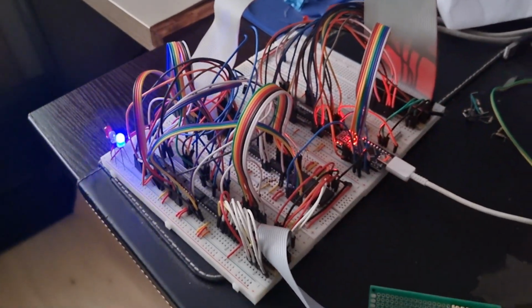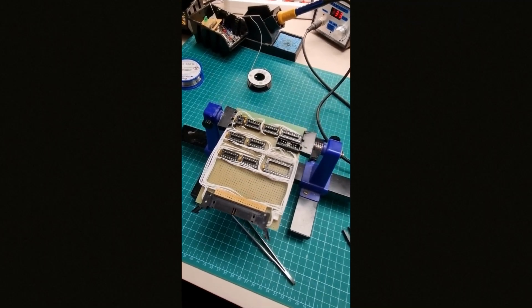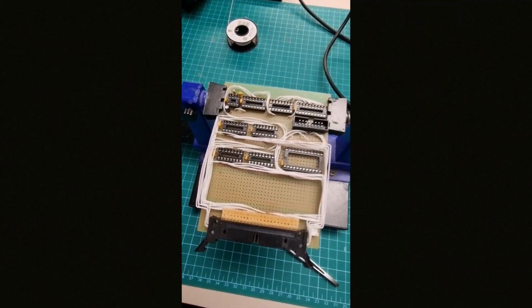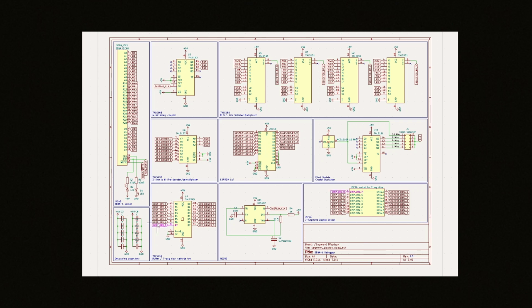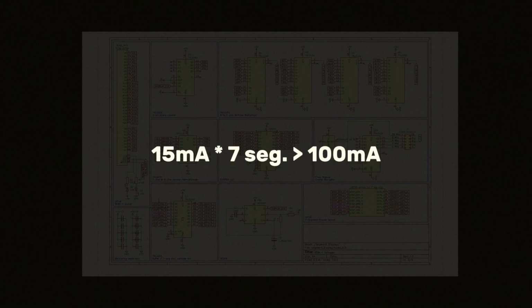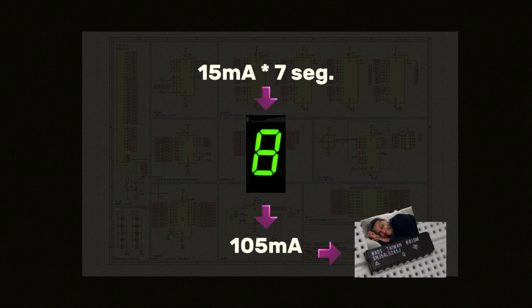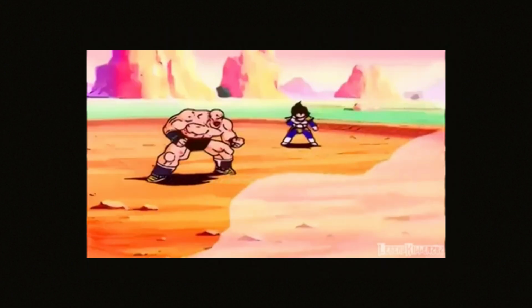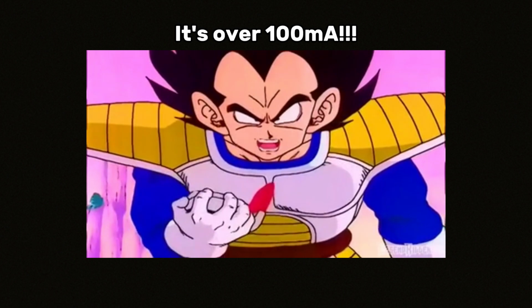I built this whole thing on a breadboard first, and it worked great. Then I soldered the final board, stepped back, looked at it, and asked myself, wait, did I just make a huge mistake? Do you know what I'm talking about? Here's the catch. If you add up the current for all 7 segments of a single digit, you're looking at roughly 15 milliamps per segment. That's over 100 milliamps total, all flowing through one single pin of the 54LS245 buffer.